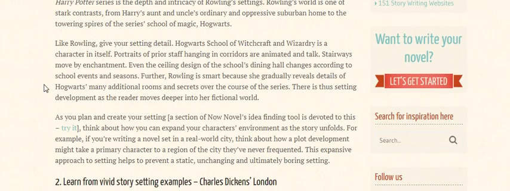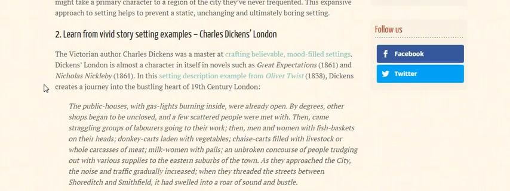Number 2 is about Charles Dickens, okay? And if you're in my honors course, you'll read some Charles Dickens most likely. But he's known as being a very descriptive writer.